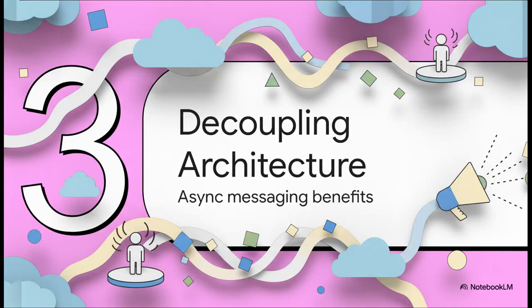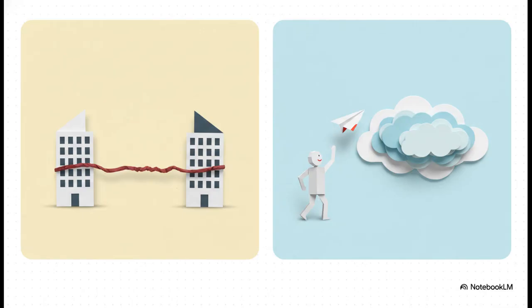Now that we know the players, let's look at the incredible architectural benefits of doing things this way. Section 3, decoupling with async messaging. So, traditionally, microservices communicate using direct synchronous network calls, things like REST or RPC. The problem here? Well, if Service A calls Service B, and Service B is running super slow or is completely down, Service A is just stuck there waiting. They are tightly coupled. Asynchronous messaging completely flips this script.